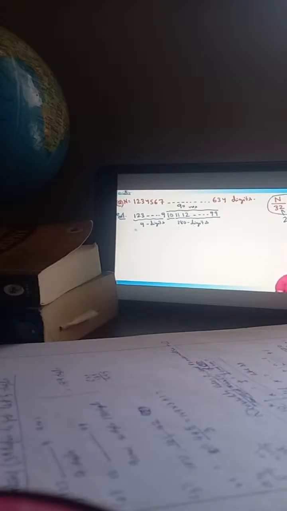Okay. So that means if the number is written like this, 1, 2, 3 till 99, in total 189 digits are written. Now if 189 digits are written here, what you have to find? You have to find for 634 digits. So how many are left now? 634 minus 189. That is 445. So 445 only.